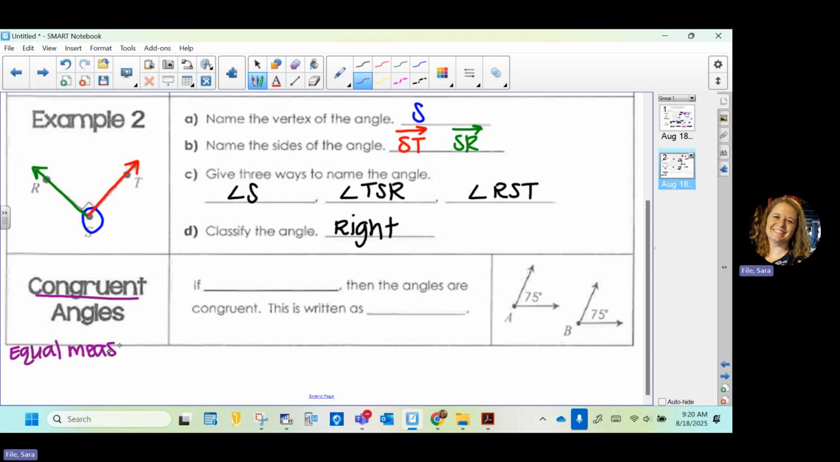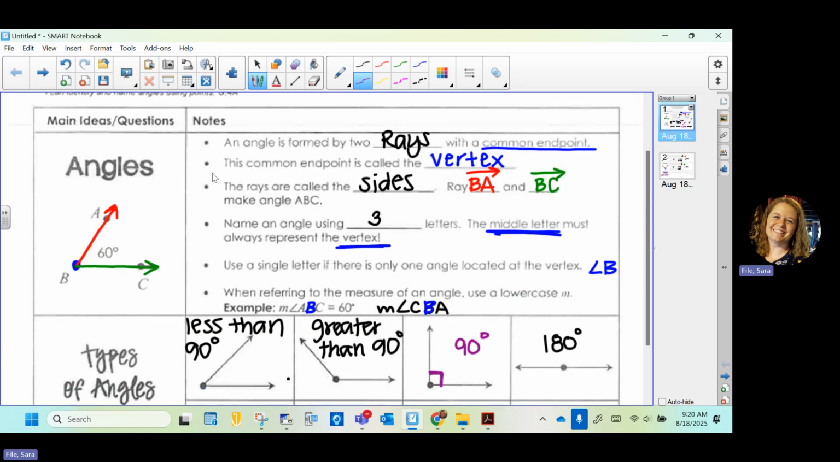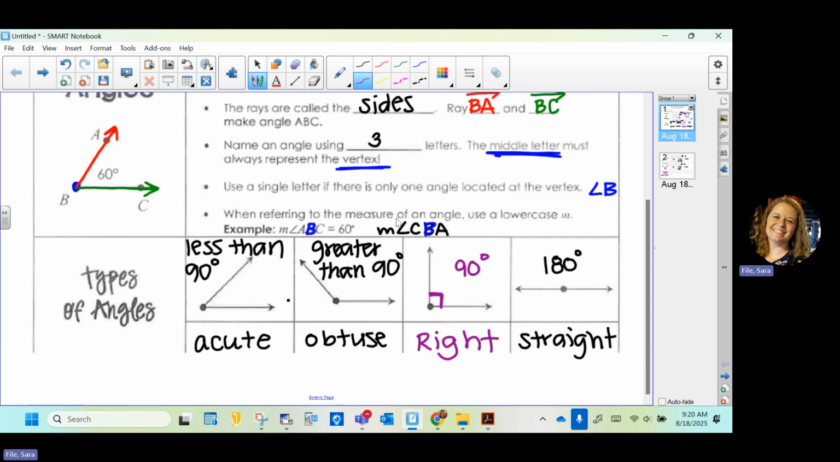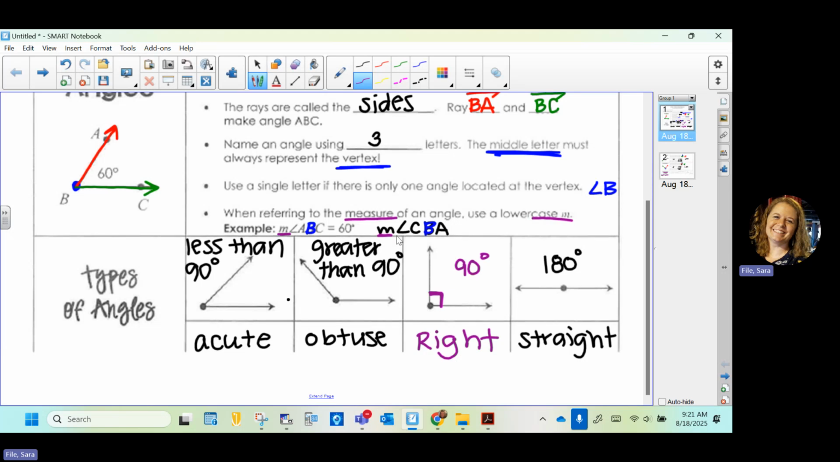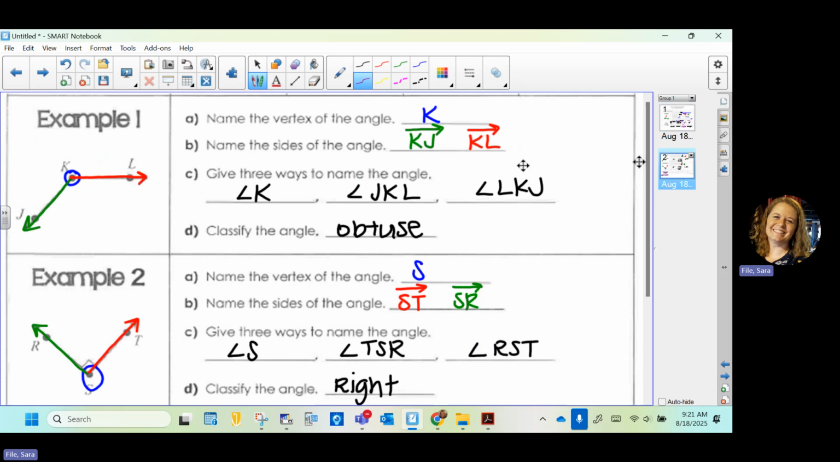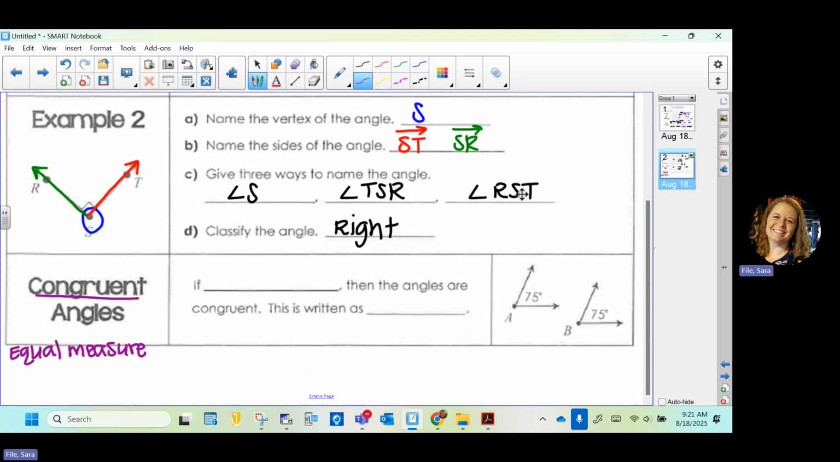So when we talk, actually, I'm going to go back a sec to the top because I think I might have skipped that bullet point. When referring to the measure of an angle, we use a lowercase m. So this little m in front of those means the measure. So if I'm reading this, it says the measure of angle ABC is 60 degrees. So that little m just means measure. We know the size, the actual number of degrees. We'll put that m and an equal sign and we'll put what it measures. So congruent means equal measure.